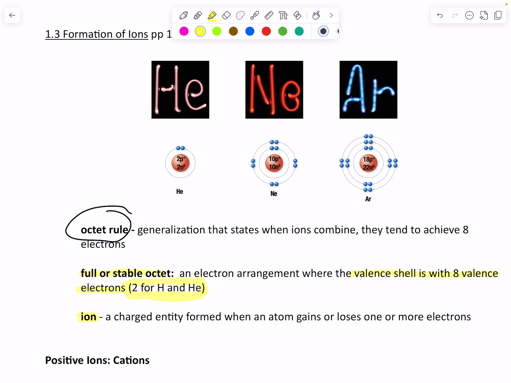An ion is a charged entity formed when an atom gains or loses 1 or more electrons. Keep this in mind. This is the subatomic particle that is gained or lost in the formation of an ion, the electron. It's not the proton, it's not the neutron.